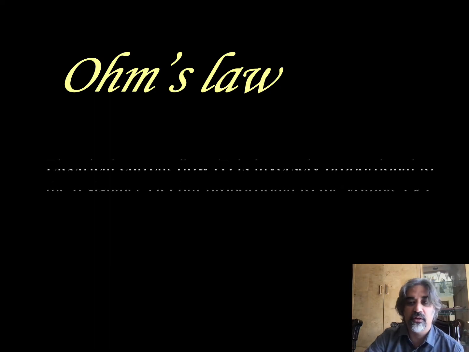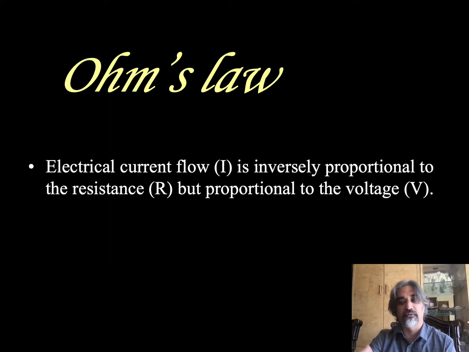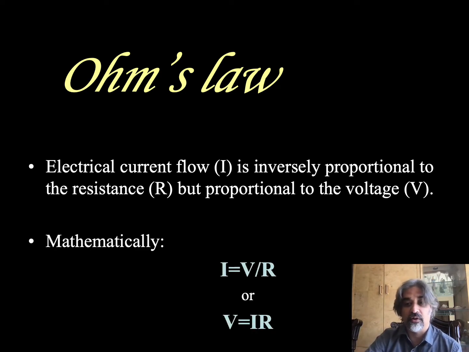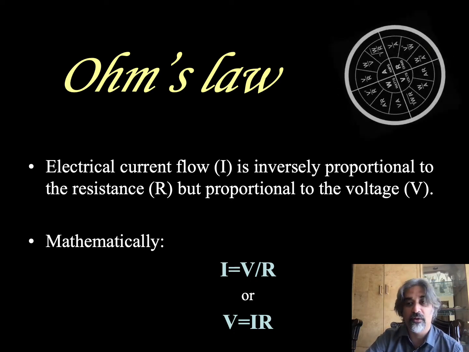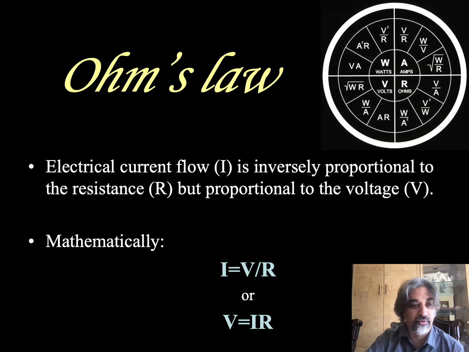So electrical current flow is inversely proportional to the resistance, but proportional to the voltage. Mathematically, this is written as I equals V over R, or V equals IR, which is also called Ohm's law. And it's a very powerful relationship.